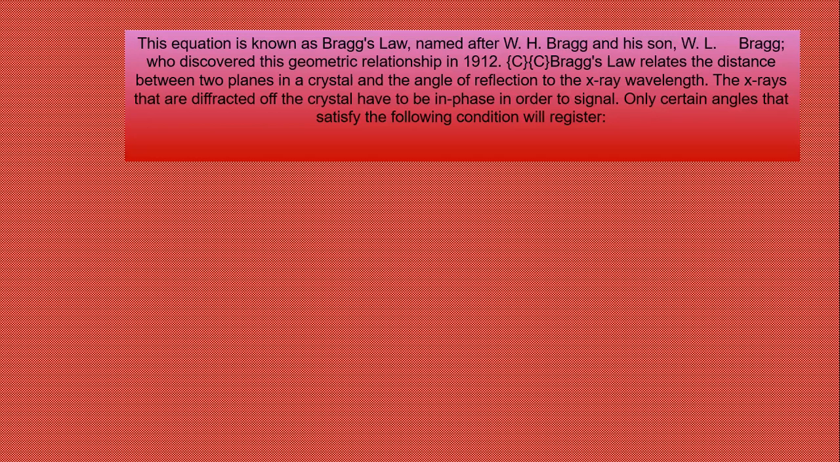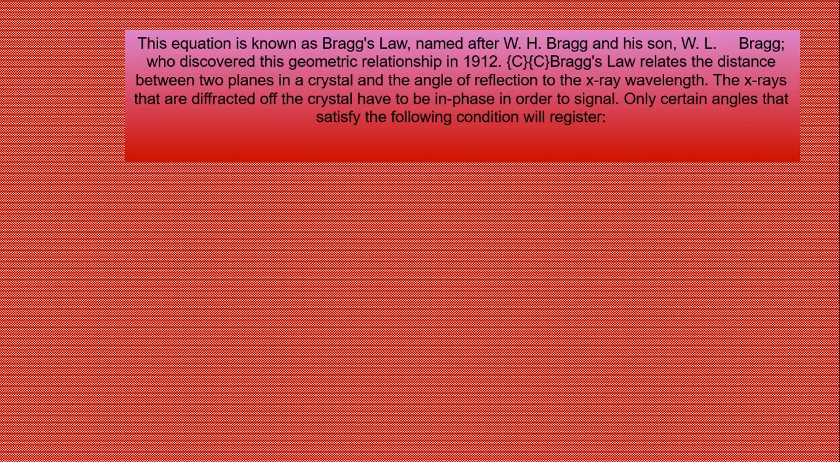Bragg's law, or Bragg's equation, is named after W.H. Bragg and his son W.L. Bragg, who discovered this geometric relationship in 1912. Bragg's law relates the distance between two planes in a crystal and the angle of reflection to the X-ray wavelength. The X-rays that are diffracted by the crystal have to be in phase in order to give a signal.